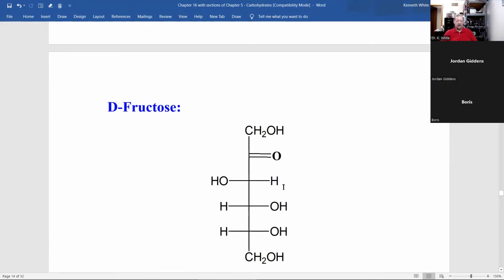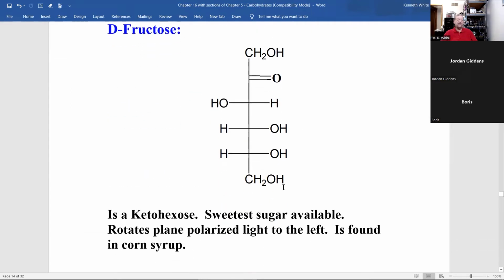Now, this is fructose, and it's a ketone, so it's called a ketohexose, 6 carbons, and it's the sweetest sugar available in nature, and it's found in corn syrup. A number of years ago, 15, 20, maybe longer, chemists found a way to make high fructose corn syrup. And that means corn syrup, which comes from corn, has mostly fructose in it.